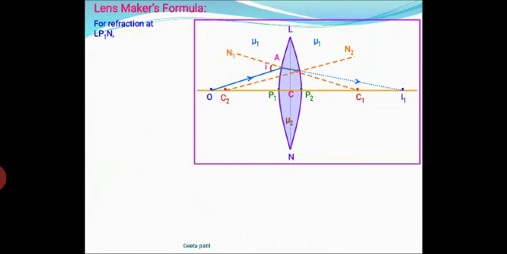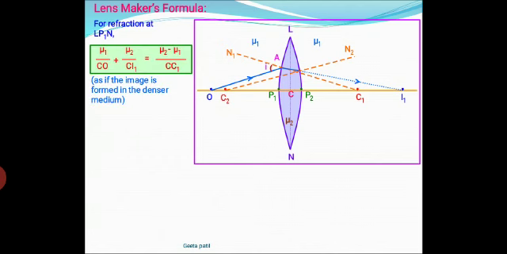Now for refraction at the first surface LP1N, we will write the equation mu1 by CO, that is the object distance, and mu2 by CI1 is equal to mu2 minus mu1 by CC1, as the image is formed in the denser medium. Now this image will act as an object for the second surface, and when it is incident on the second surface LP2N, we will get the image at I on the principal axis.